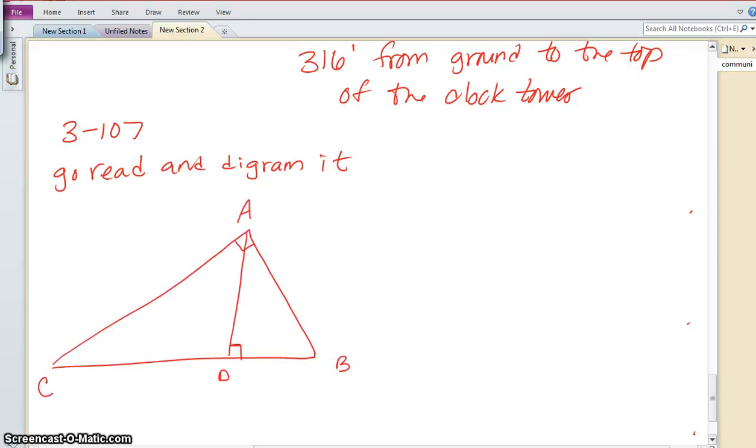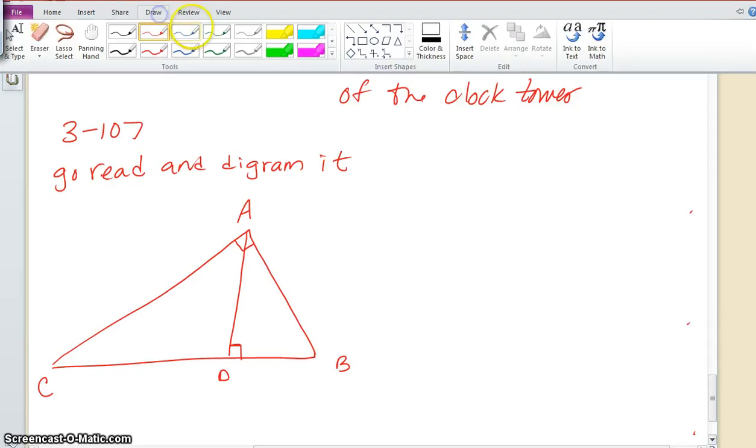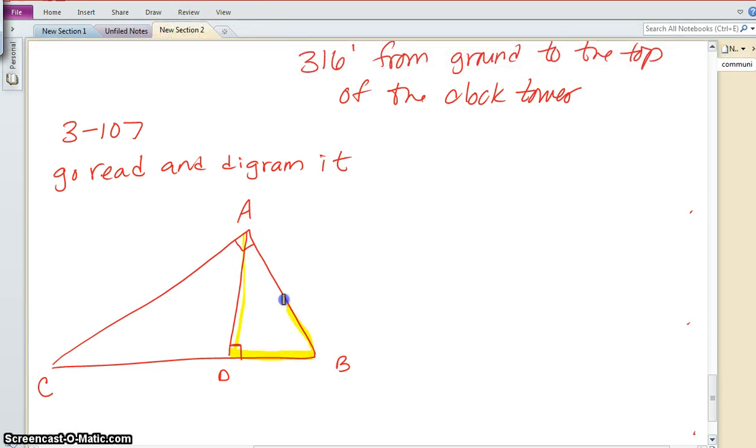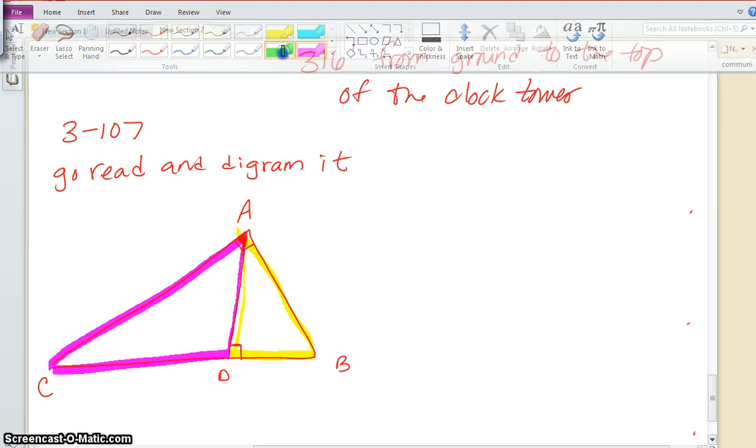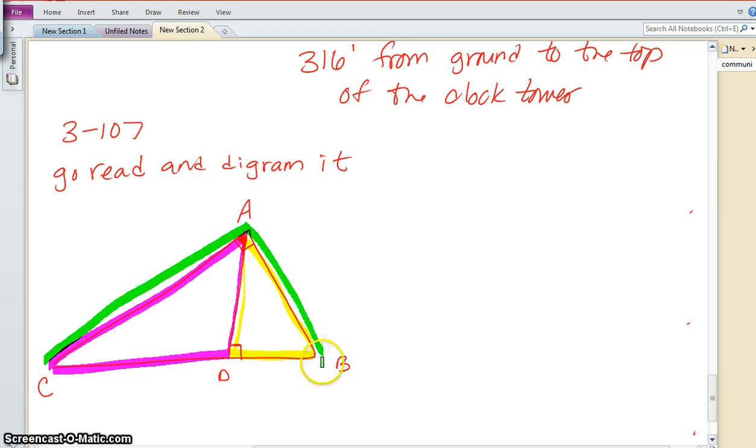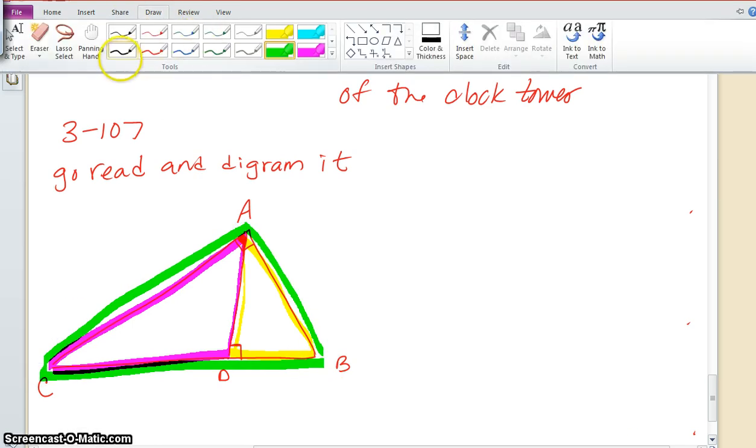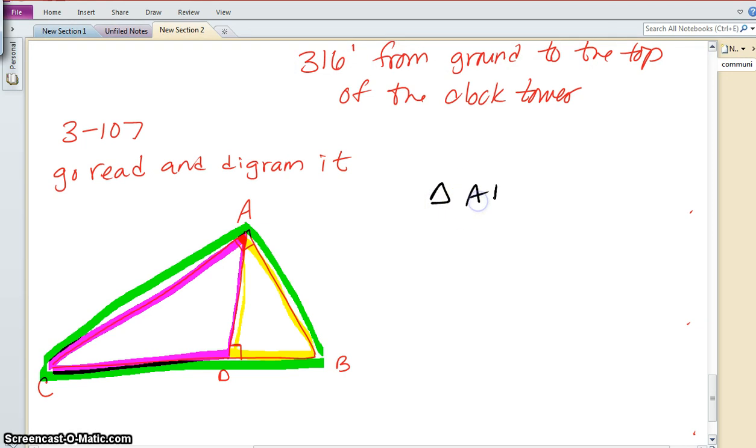So you've read the problem, you know what you're looking for. And you have found the three triangles in this situation. Here's one. Here's one. And there's one triangle at ADC. So we have triangle ABD. We have triangle ADC. We have triangle ABC. These are all right triangles.